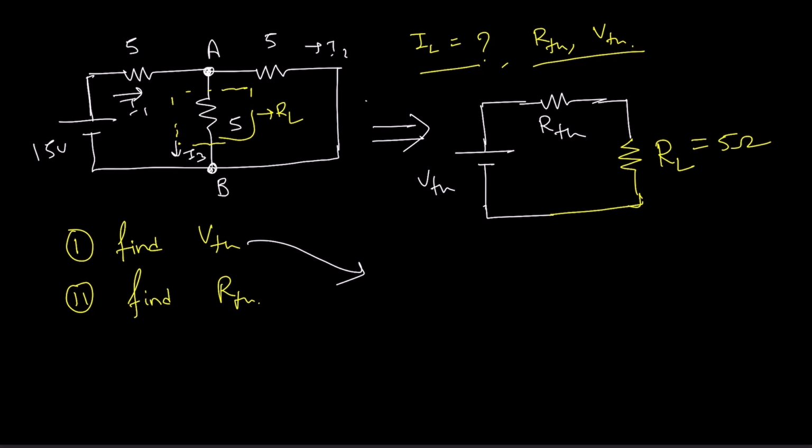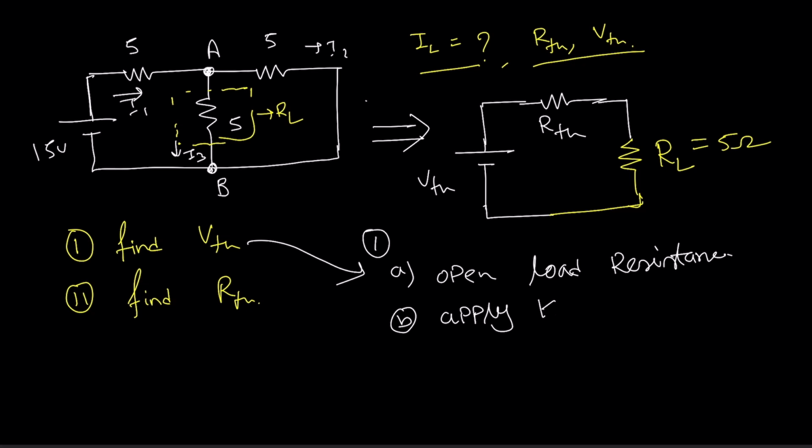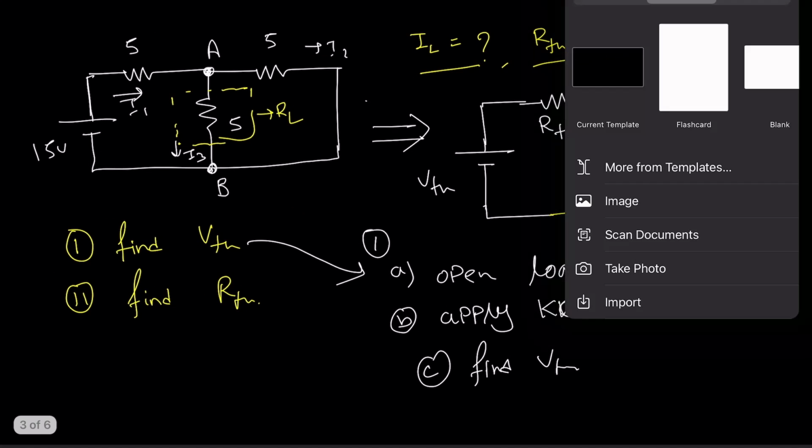What do you need to do? When you need to calculate the value of VTH, the first step is to open the load resistance at A and B. Then apply KCL on the open node. Then you will find the value of VTH. Okay. This will be the process. So how to do that one? I just go to the next page.